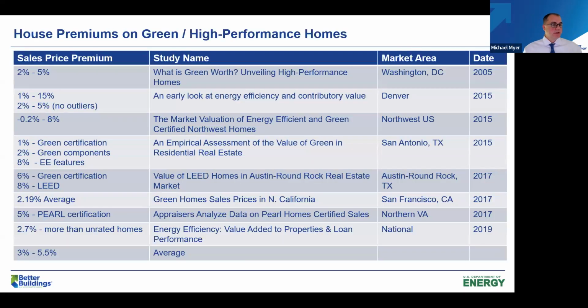So let's get into the process. Here's a series of about 9 different studies that were done, in different places, different locations, using house premiums on the green high performance metrics. So you can see over here on the left what the sales price premium is and what the ranges are. You can see that we provide you the study name, and then these were done in different locations across the domestic United States.